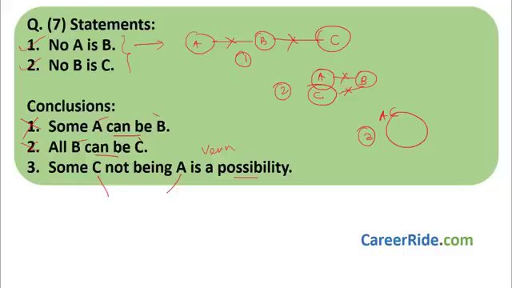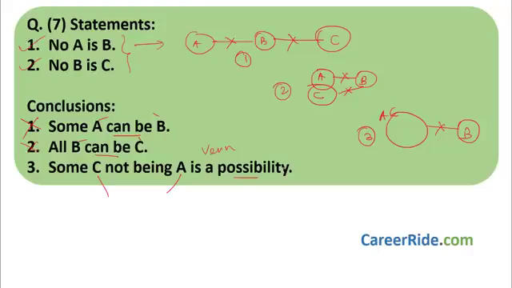Third diagram, let's try. No A is B. No B is C. Already C and A overlap. So no B is C. So this is also a valid diagram because both the statements can be drawn. Both are satisfied by this diagram. So we have 3 possible diagrams.